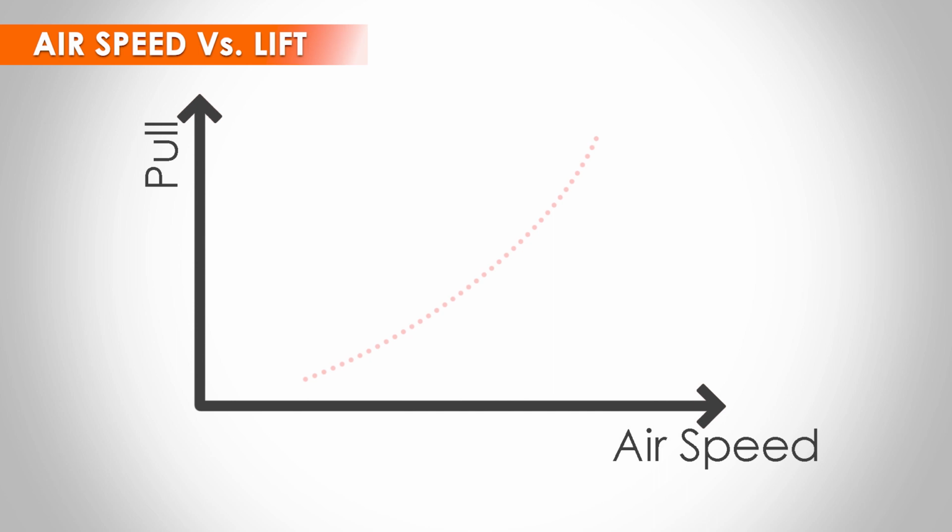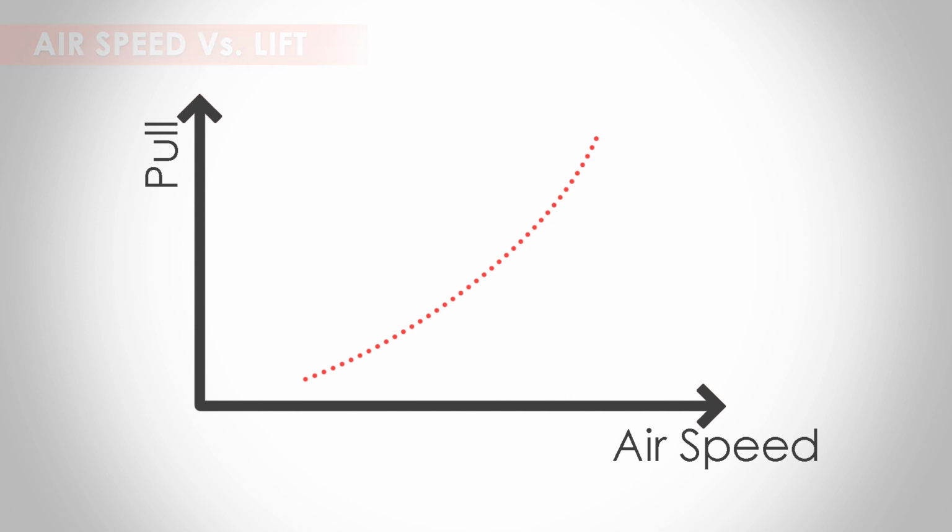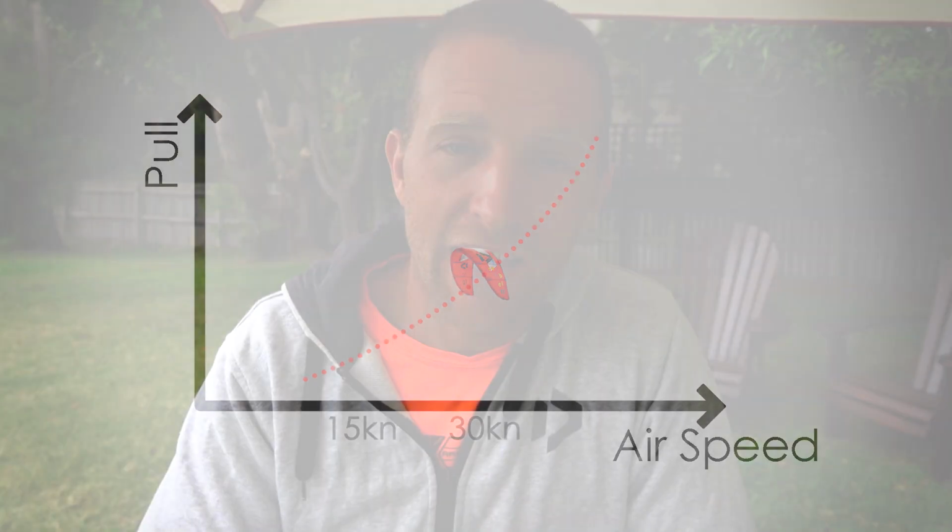It's important to understand that the pull you get from a certain wind speed is not linear. The pull you get from a kite is proportional to the air speed squared. What that means is if you double the wind, say from 15 knots to 30 knots, then you're not going to get double the pull from a kite, you're going to get 4 times the pull from your kite. And then that is just with the kite sitting still in that wind speed.